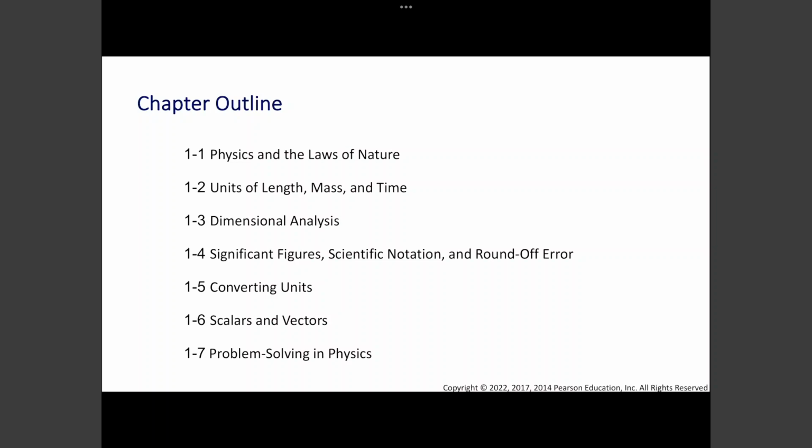Now, this is the chapter outline which I am going to cover throughout this chapter. Let's discuss each of these one by one. First, what is physics? We are going to study physics throughout this lecture series. So first, we need to know what physics is.